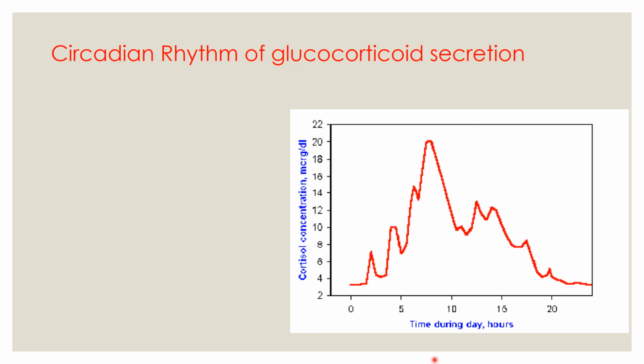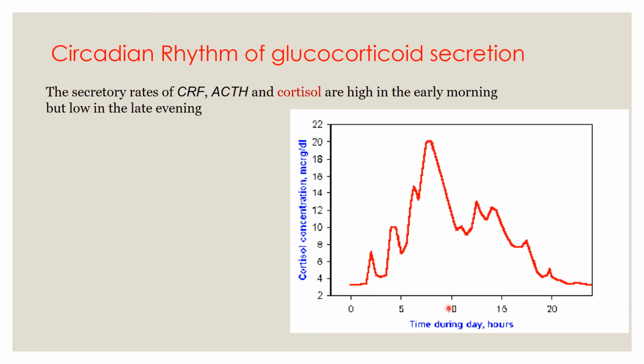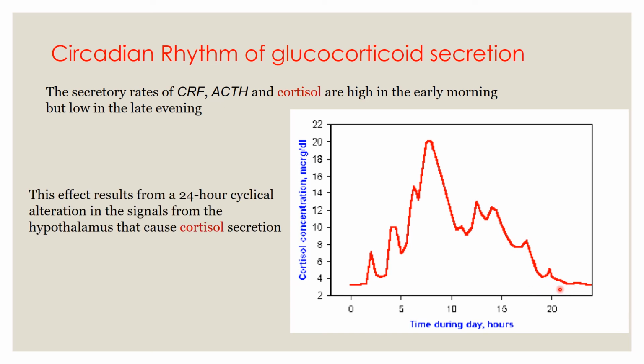The glucocorticoid secretion exhibits a circadian rhythm. What I mean by circadian rhythm, if you see in this graph, the secretion is higher during the daytime and lower during the night time. So cortisol level, as I said, is high in the early morning time and low in the late evening time. And this is mainly from the effect of the 24-hour cyclical alteration in signals from the hypothalamus that will cause cortisol secretion. So the day and night circadian rhythm affects the glucocorticoid secretion.